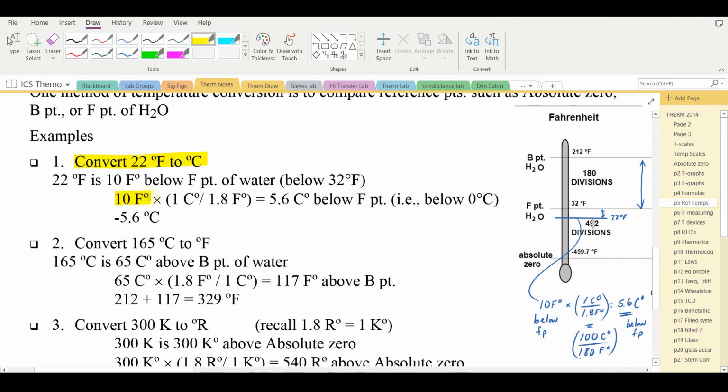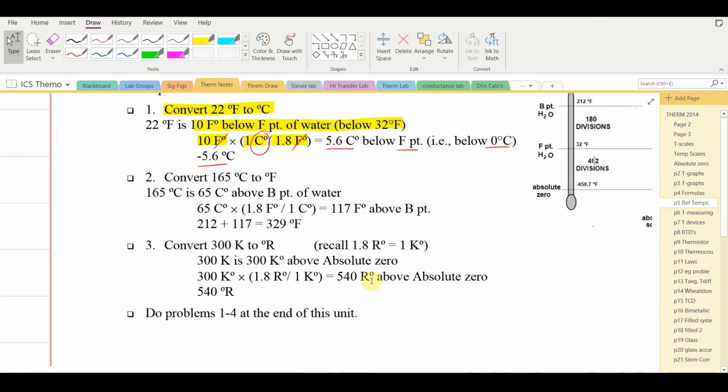10 Fahrenheit degree temperature change, that is below the freezing point of water, which is 32, times the conversion factor for temperature change, 1 Celsius degree for every 1.8 Fahrenheit degrees. The units will cancel. Fahrenheit degrees cancel. We now have units of Celsius degrees. We are 5.6 Celsius degrees below the freezing point. On the Celsius scale, the freezing point is 0, so 5.6 below that is negative 5.6. All right, let's try number 2.